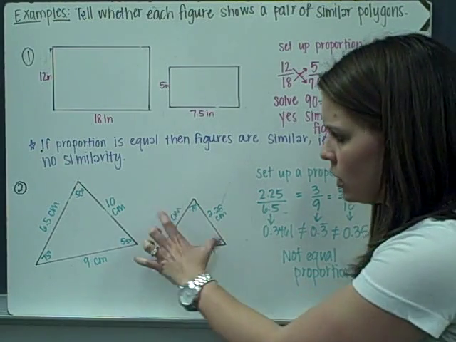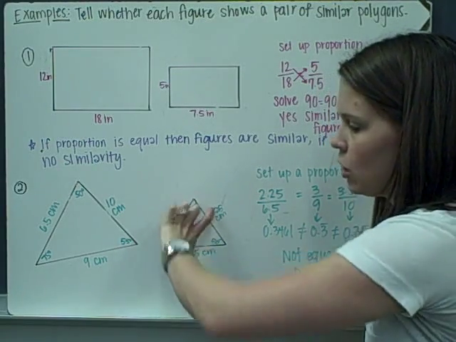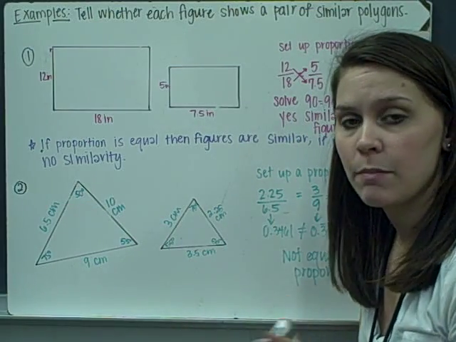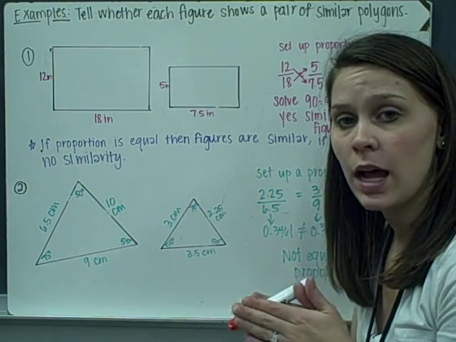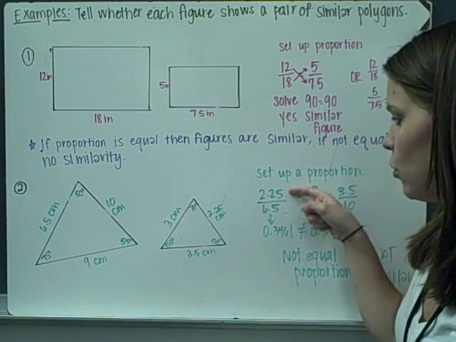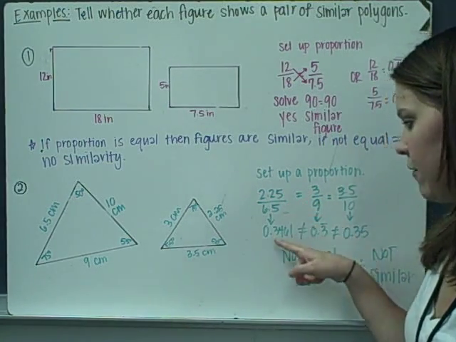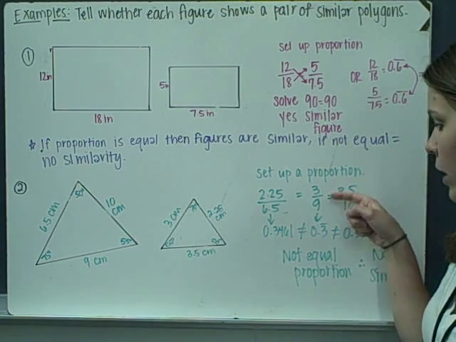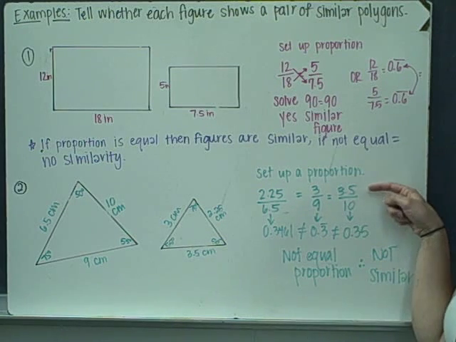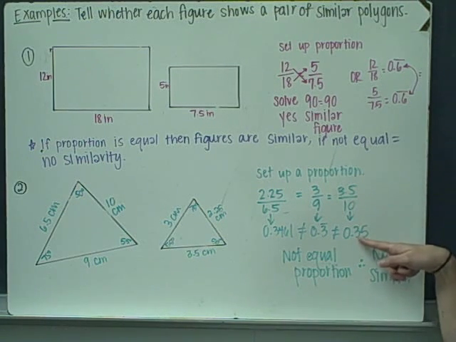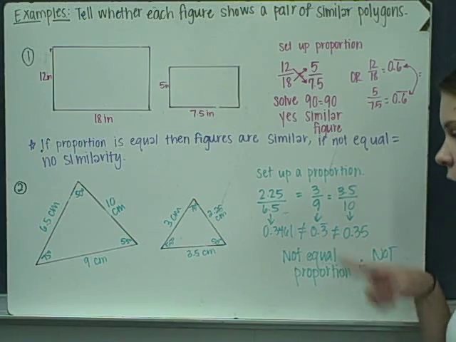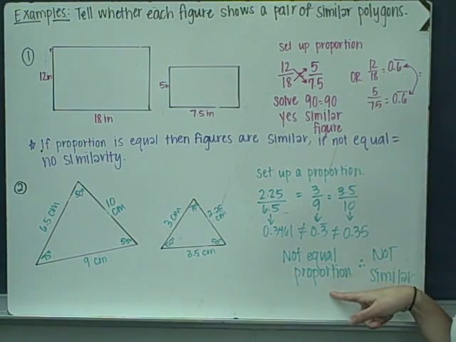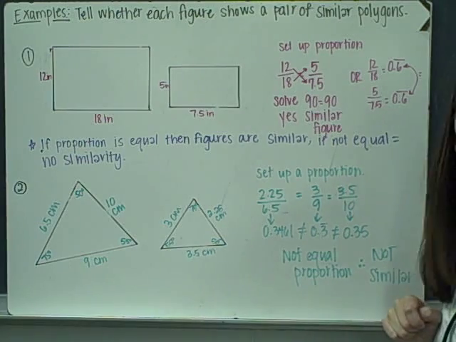Now, it doesn't look like it because this one has been turned, so it's not in the same angle as the first one. So you need to make sure that your corresponding sides are matched up. Well, 2.25 divided by 6.5 is 0.3461. 3 over 9 is 0.3 repeating, and 3.5 over 10 is 0.35. These are not equal to each other. They are not the same ratio. So since they're not in equal proportion, they are not similar.